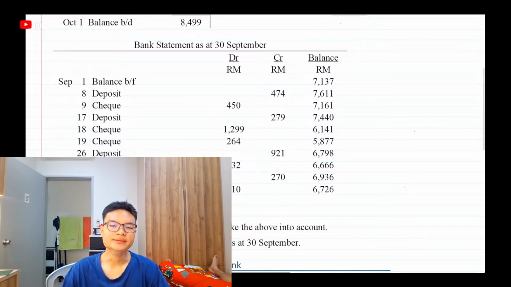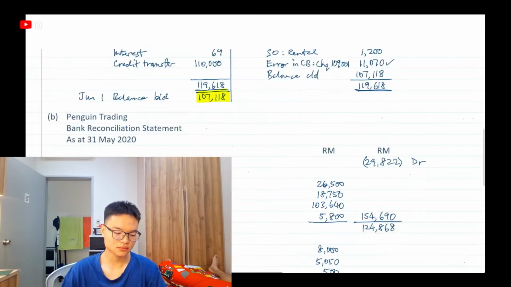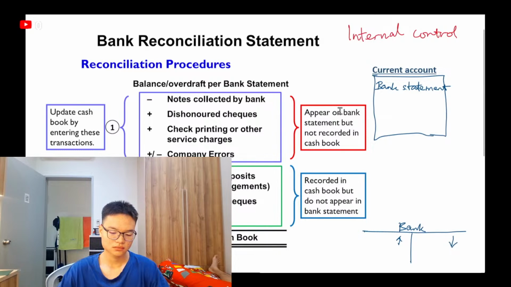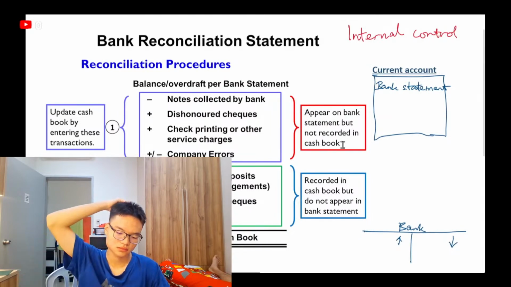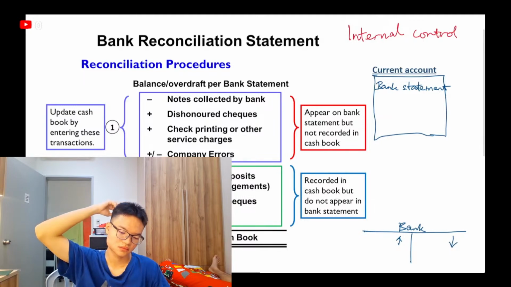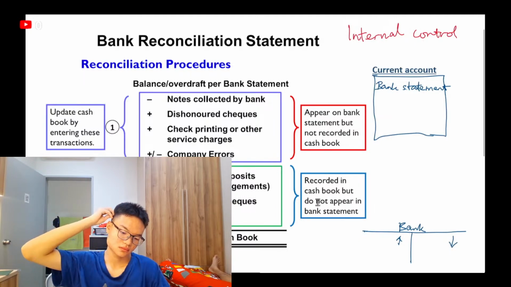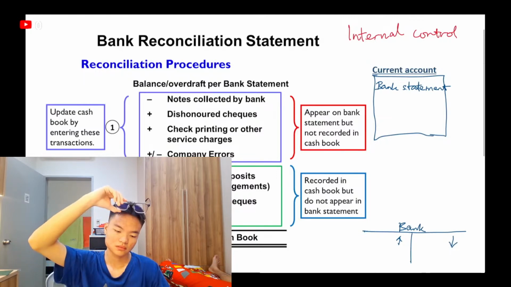Now, as you know, what is Part A asking you to do? Part A is asking you to update your cash book for items that appear in the bank statement but not in your cash book. Part B is asking you to prepare the bank reconciliation statement, where you show items in the cash book that are not in your bank statement. So Part A is doing this, Part B is doing this.